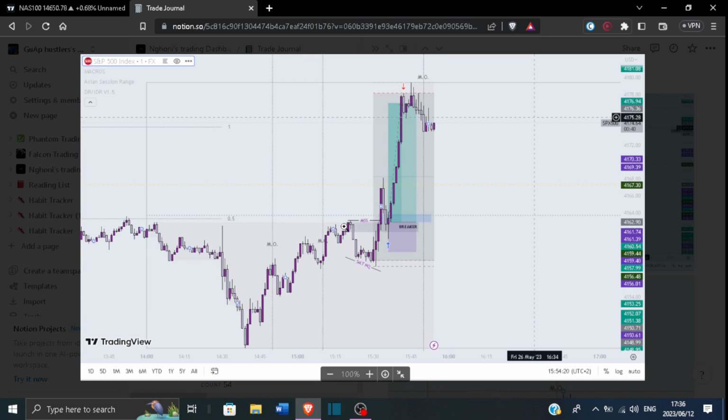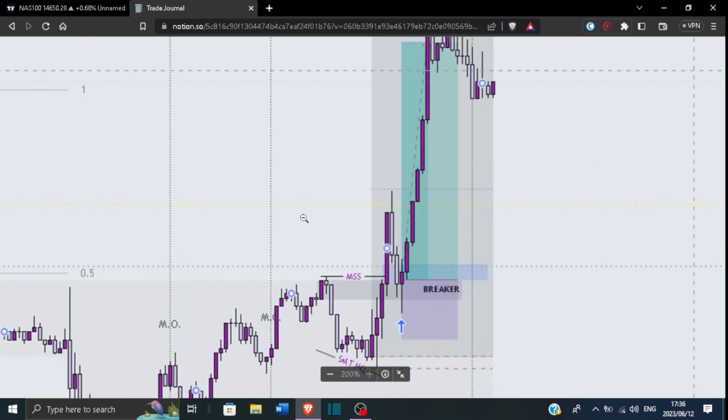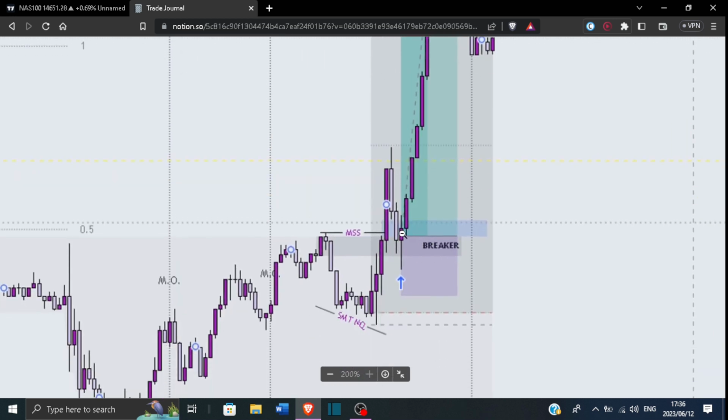We're going to draw out our fair value gaps and our breaker blocks. So as you can see, we marked out the breaker block in gray and the fair value gap in blue. And when price pulled back to that area, we took our entry at the breaker block with our stop loss one candle behind the fair value gap.